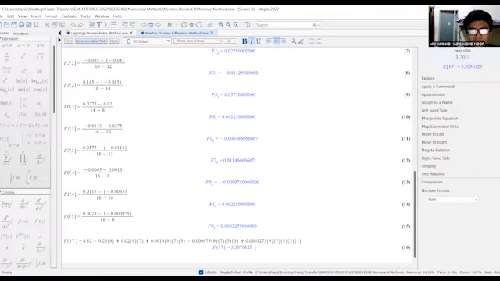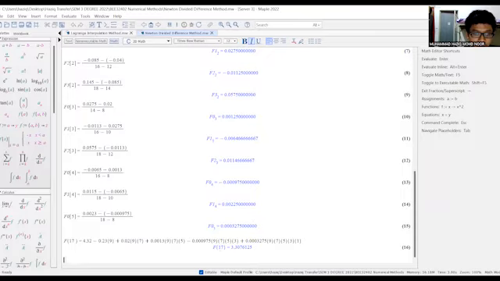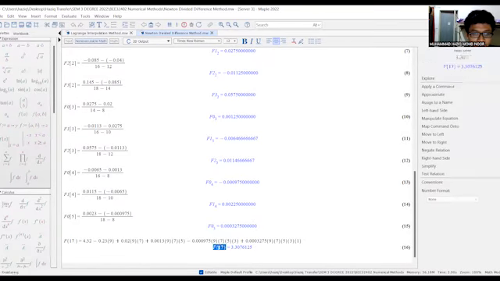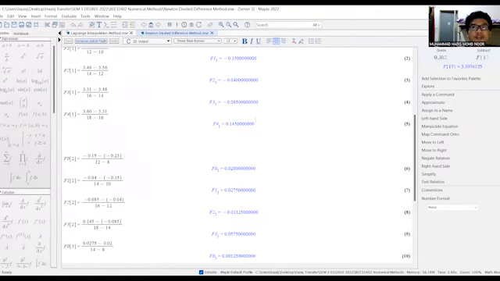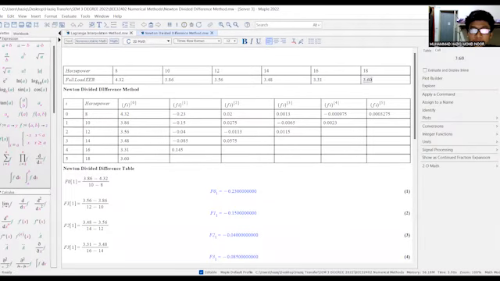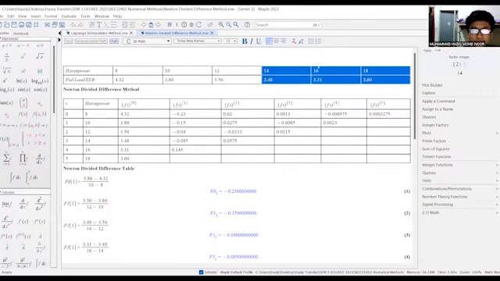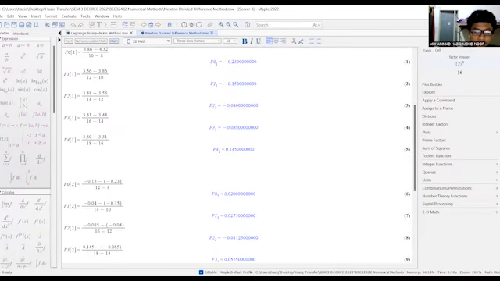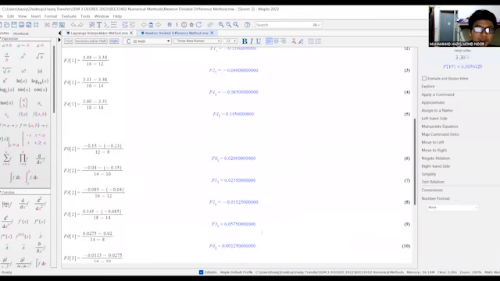The final answer for 17 horsepower for full load EER in the Newton divided difference method is 3.3076, which is logical, because it is between 3.31 and 3.60 over here. The value is in between 3.31 and 3.60 for 17 horsepower.